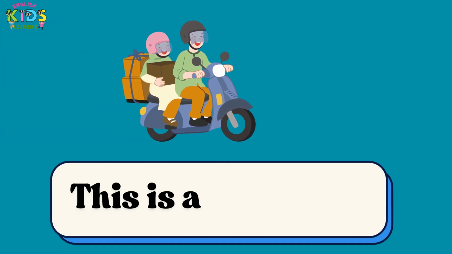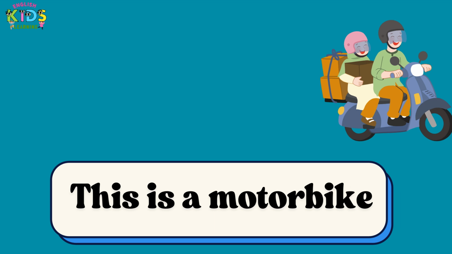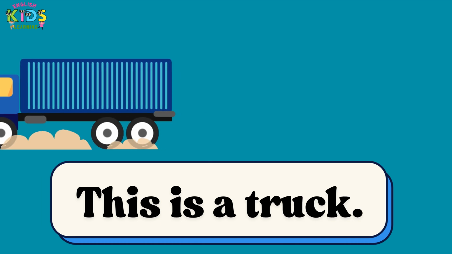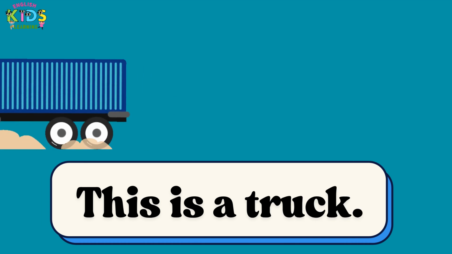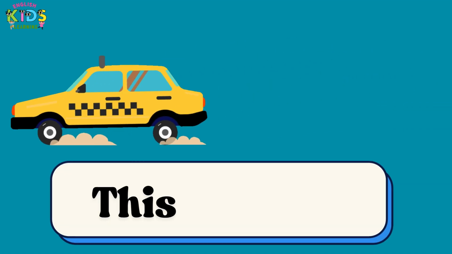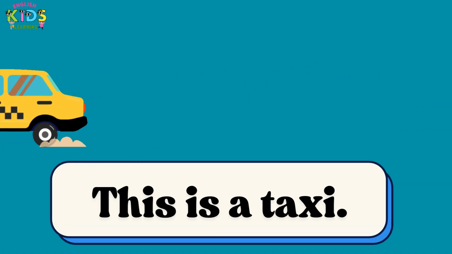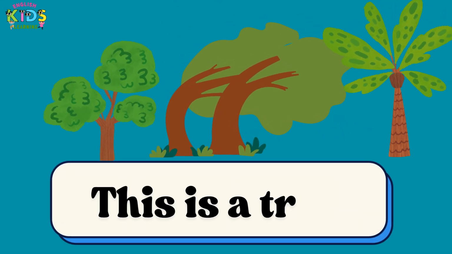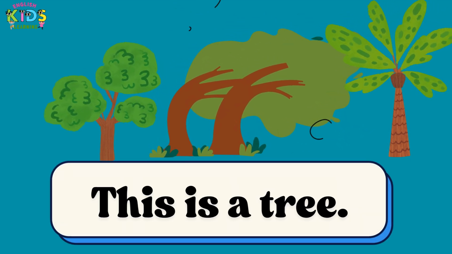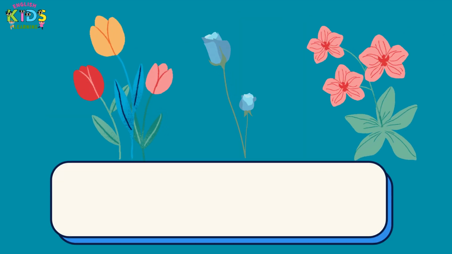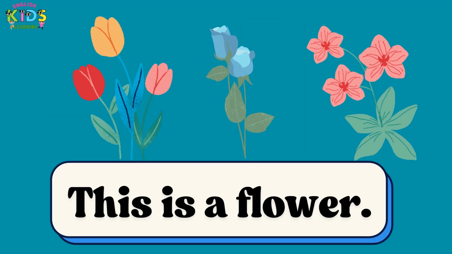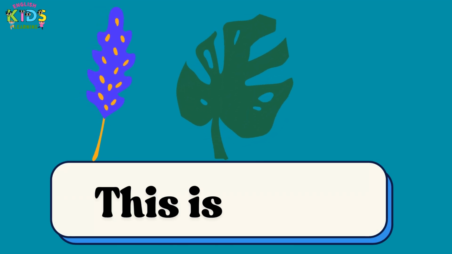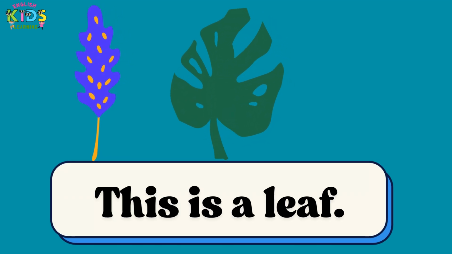This is a motorbike. This is a truck. This is a taxi. This is a tree. This is a flower. This is a leaf.